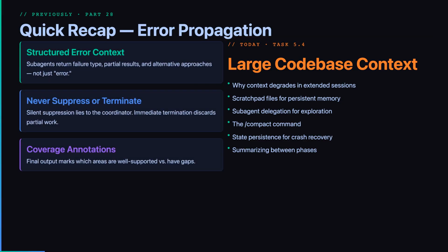Today we cover task 5.4, managing context effectively in large codebase exploration. We'll look at why context degrades, scratchpad files for persistent memory, subagent delegation for exploration, the compact command, state persistence for crash recovery, and summarizing between phases. These are practical techniques that keep Claude Code sharp during extended investigation sessions.